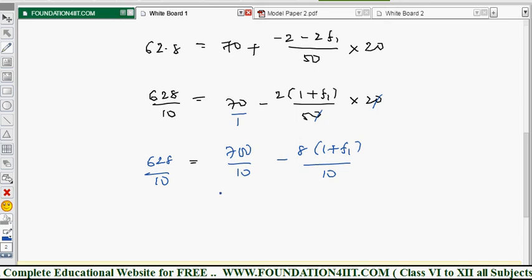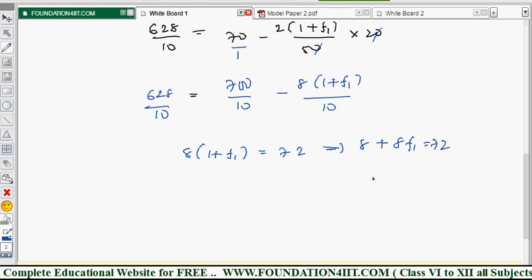Then to simplify this more, from both sides you can take the 10 common, because this side is 10, so I took 10 as the LCM. Then if you cancel the 10, 8 times 1 plus f1 is equal to 700 minus 628, which is 72. So 8 plus 8 f1 is equal to 72. Then f1 is equal to 72 minus 8 by 8, so that is 8. 72 minus 8 is 64, 64 by 8 is 8. f1 is 8.